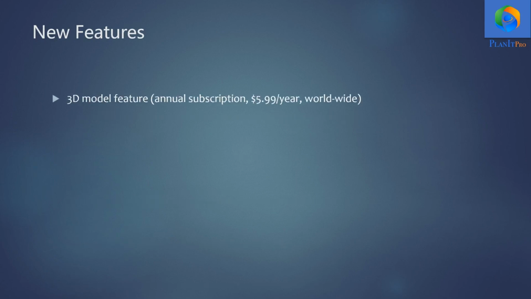First of all, of course, the most important one is the 3D model feature. And this is an add-on to the existing Planit Pro. It's an annual subscription at $599. Translated to a monthly fee, only 50 cents, so it is really cheap. And it is worldwide, which means there is no region limitation. You can access all the published markers for the whole world.